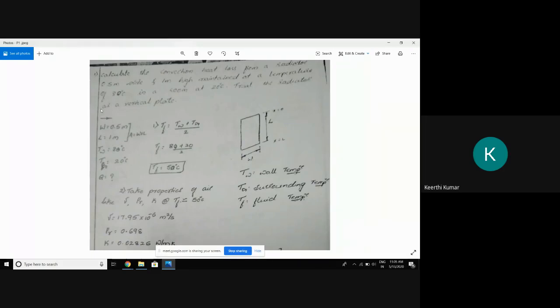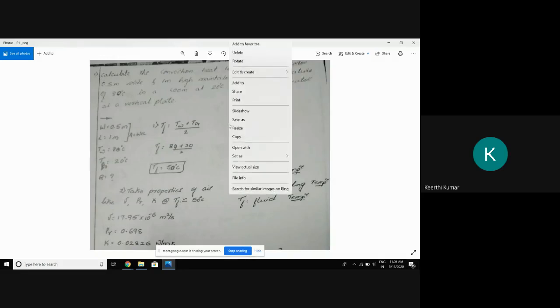Treat the radiator as a vertical plane. So instead of taking the three-dimensional figure of a radiator, it is asking you to consider the radiator itself as a vertical plane. So this is the figure. Can you see the figure? Can you see the cursor? Yes, sir.